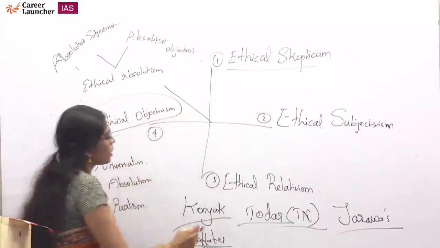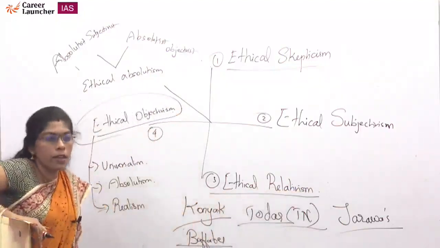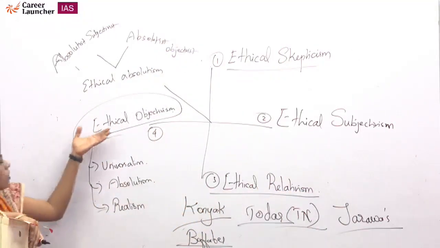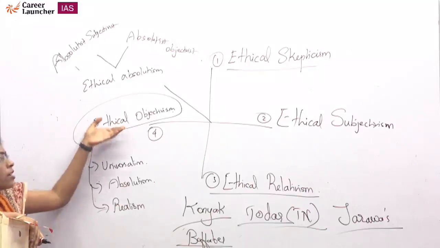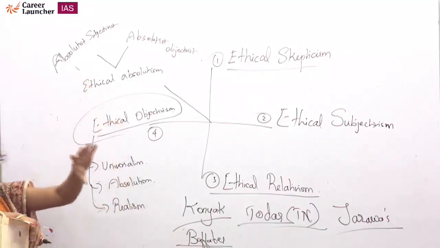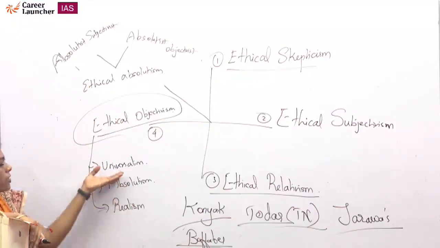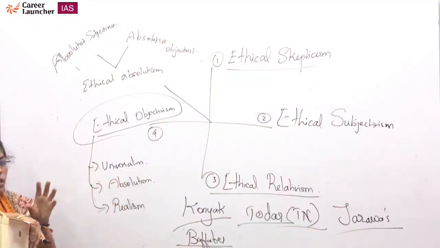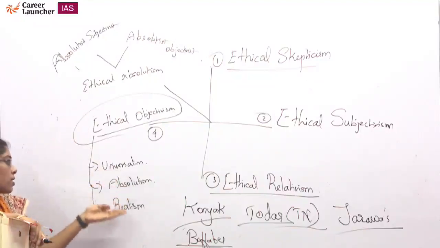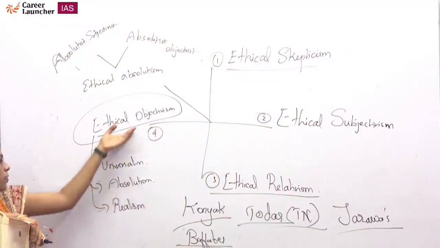When I am talking about ethical relativism, I am saying that according to each and every culture, the ethical values will vary. Ethical objectivism believes that there are some universal moral principles equally applicable to everyone. In that, there is a lighter version, a stronger version, and the strongest version. We split it into universalism, realism, then absolutism, which is the complete, strongest and heaviest version of objectivism.